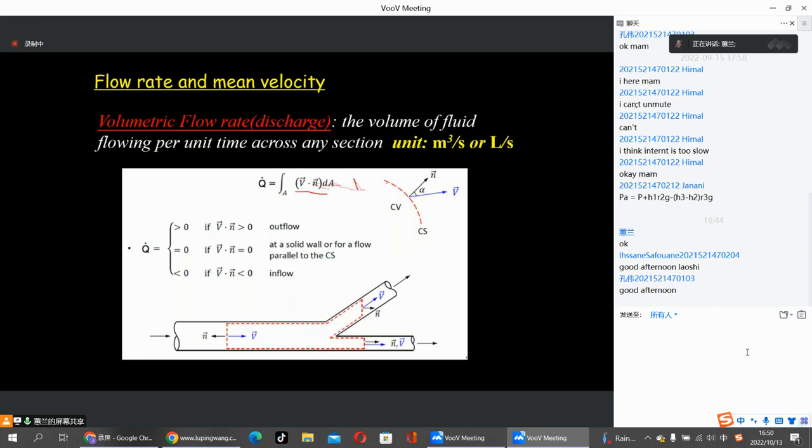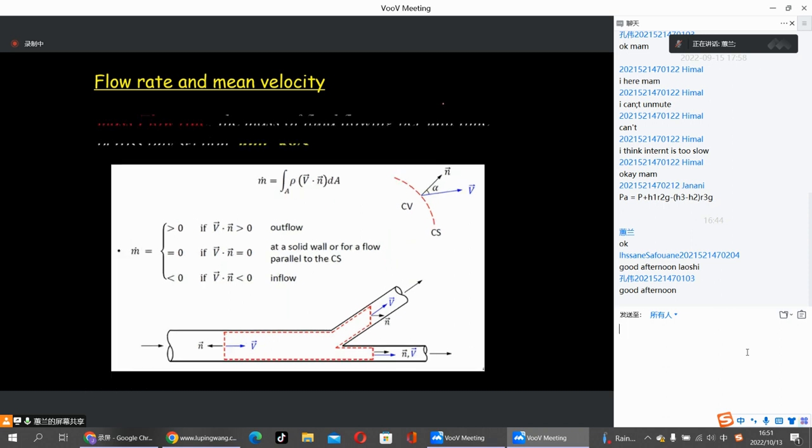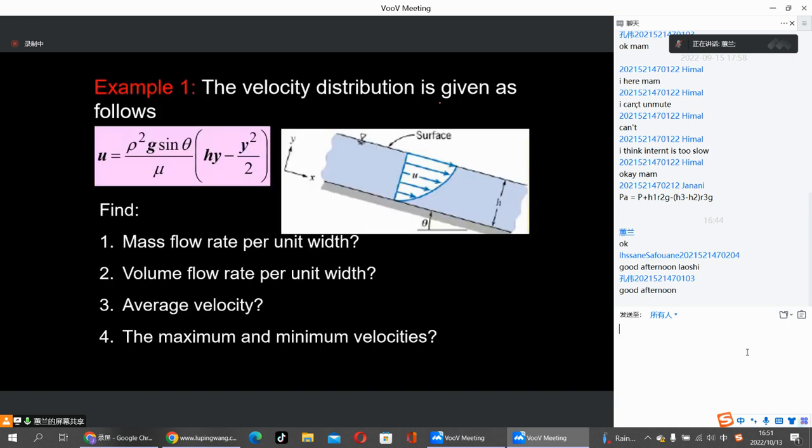Sometimes you can write it this way. Yeah, it's the same. This represents the volume flow rate across this differential element. So for the total volume flow rate, we should integrate over the area of this cross section, just like here or like this one. So we need to take the integration over the total area.